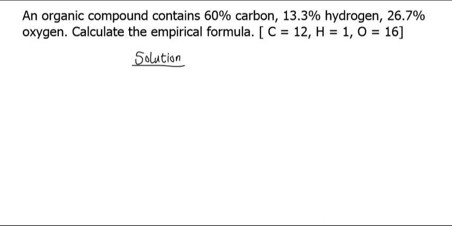Now going back to the question, you are being asked to calculate the empirical formula of the organic compound that contains carbon, hydrogen, and oxygen. We are given the percentage composition of each of the elements as well as the atomic mass of each of them. I would like you to note that empirical formula is a formula of a compound that shows the least possible number of atoms present in the compound. And to get the number of atoms present, we need to determine the number of moles of each of the elements present in the compound.